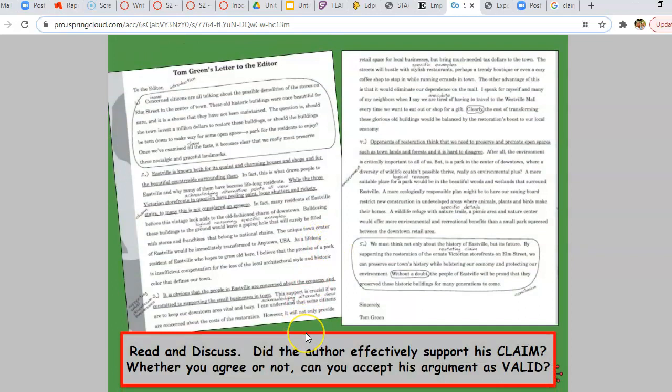So let's read and discuss. Did the author effectively support his claim? Whether you agree or not, can you accept that his argument is valid?